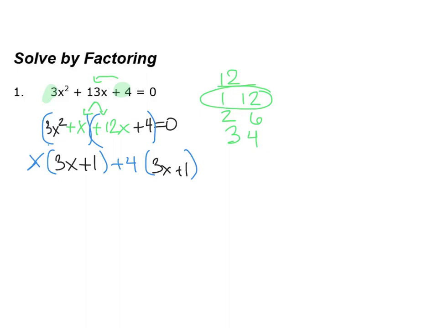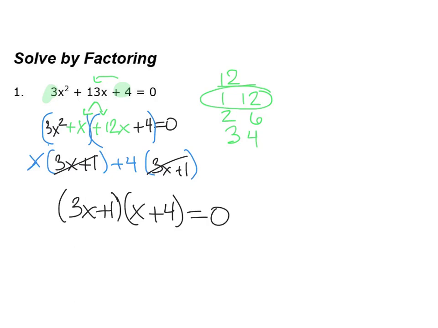I'm going to take a moment and come back and look inside the parentheses. I have a 3x plus 1, and I have a 3x plus 1. Those should always match up. So I'm going to go ahead and write 3x plus 1. Those are gone. And then what I had on the outside of those parentheses, x plus 4, is my second set. This is still equal to 0, just as it was in the original problem.